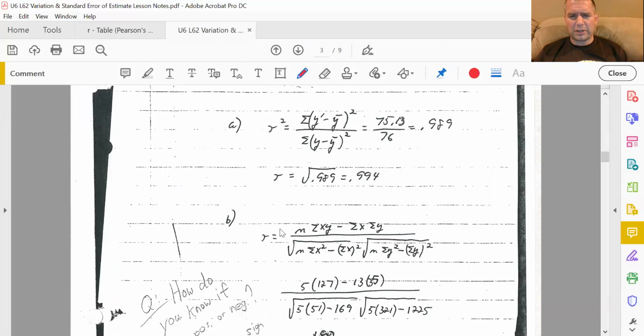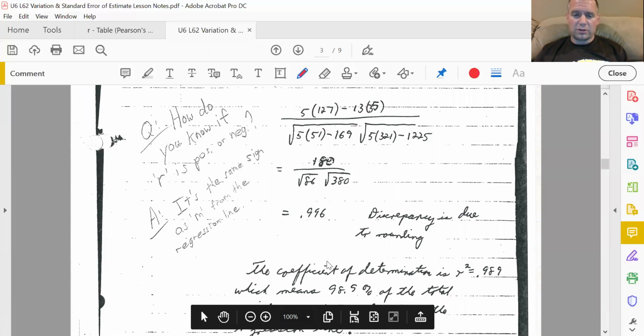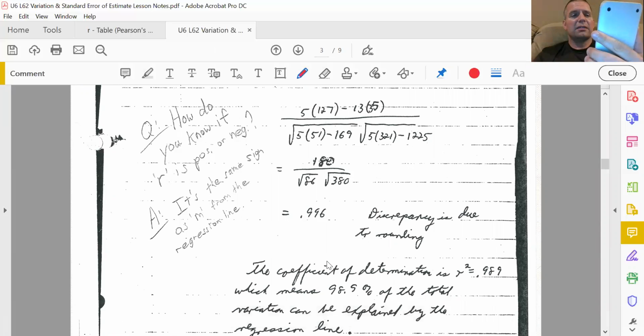If you scroll down, R is 0.996, depending on whether you use the computational or definition formula. Hit Enter again, and it gives you one last thing, SE. That represents the standard error. Keep this in mind, because we're going to get to that in the lecture right now.